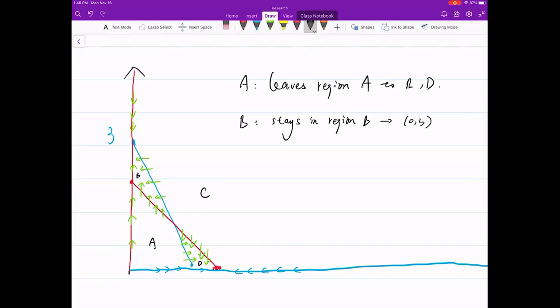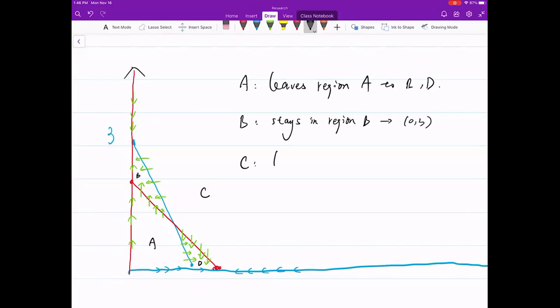If you start from C, what will happen? Well, number one, you go to the left, you go down. Right? That's what the arrow tells you. And eventually you hit the boundaries. You hit the blue boundary, you go into region D. You hit the red boundary first, you go into region D. Good so far? So it's very similar to A.